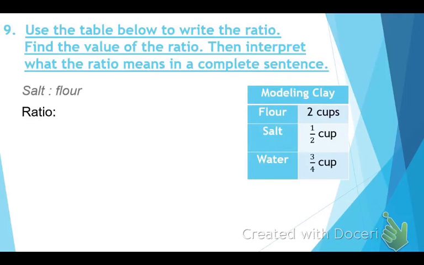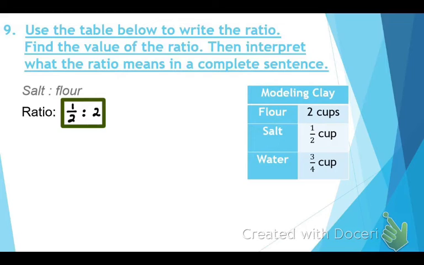Okay, so for this one, we do have a recipe for modeling clay, and I only want you to compare two things, the salt to the flour. How much salt is there, class? 1/2 cup. Okay, so I have 1/2. How much flour is there? 2 cups. 2, very good. Okay, that's one way to write a ratio. How else could I write a ratio?